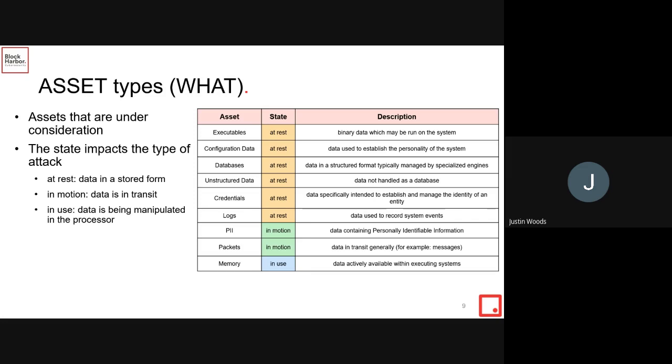But we also want to see what state the data is in and how an attack might be performed, whether the data is at rest, in motion, or in use. This also comes down to what attacks are possible, right?